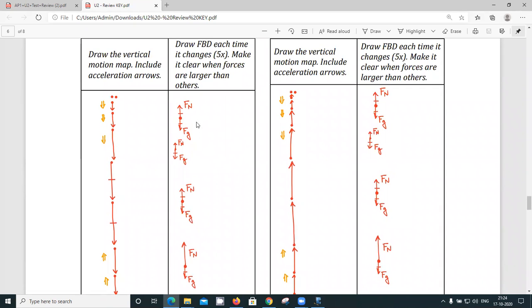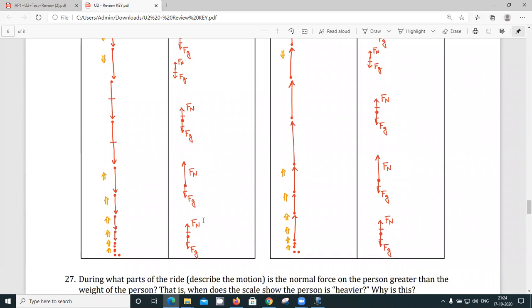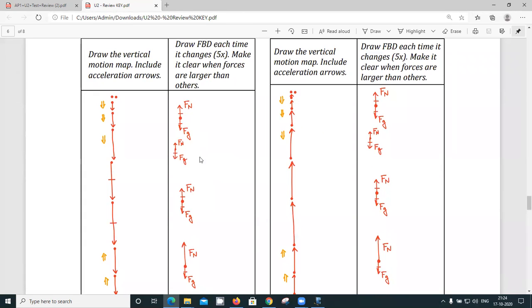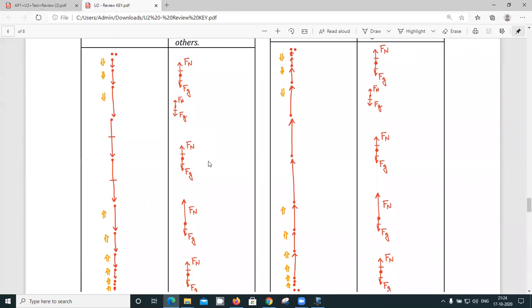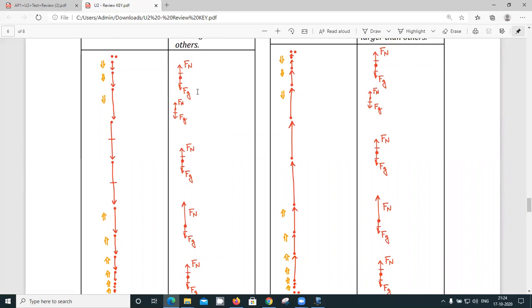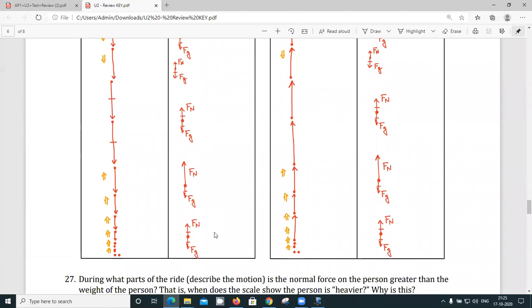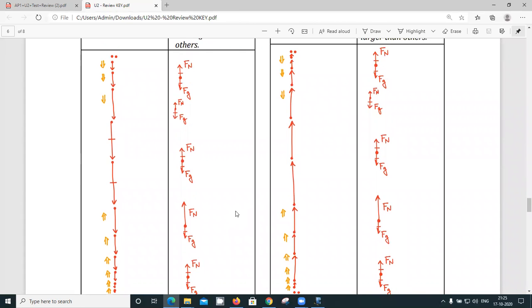And here, what is the thing that you notice? Fg, the value of Fg, the length of the Fg vector, is it changing or the same? The same. Why is it the same? Because they have the dash marks to indicate it. Yeah, the dash mark is, but why is it the same? But why is it the same? Fg is a weight, right?